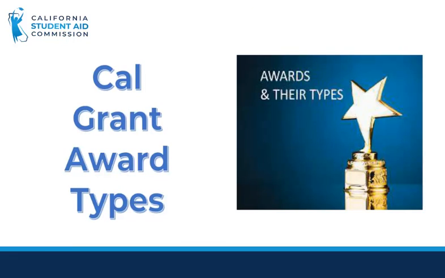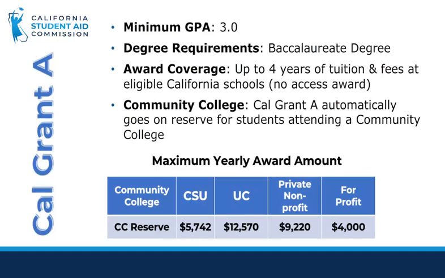Next, let us discuss the Cal Grant Award types. Cal Grant A awards target lower to middle income students. Students must have a minimum GPA of 3.0, and this award provides assistance with tuition and fees for associate or bachelor degree programs that are at least 2 years in duration.